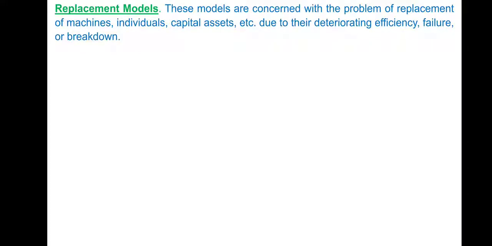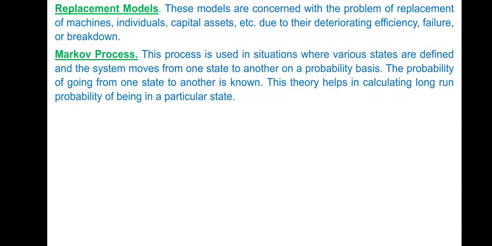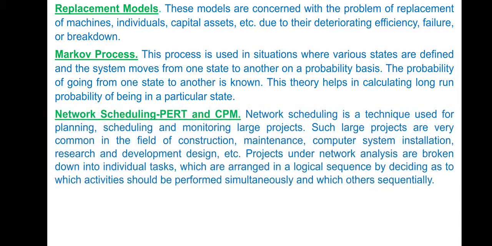Replacement model. When the machines are working, the maintenance cost will be calculated. When the maintenance cost is more than the machine's worth, then we need to make a replacement. That is the replacement model, so we can solve it. Markov process. This process will be used for decision theory. When the probability basis of going from one state to another is known, this theory calculates the long run probability of being in a particular state.